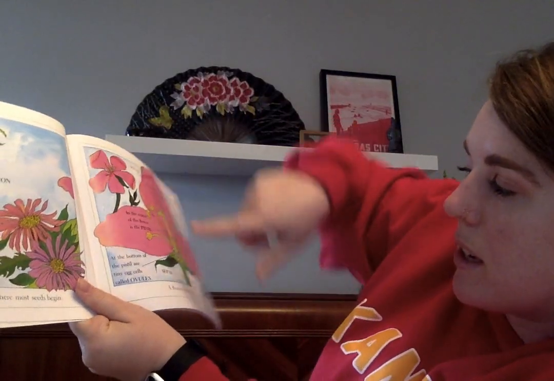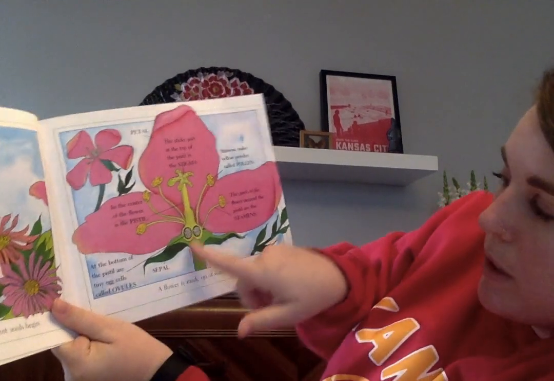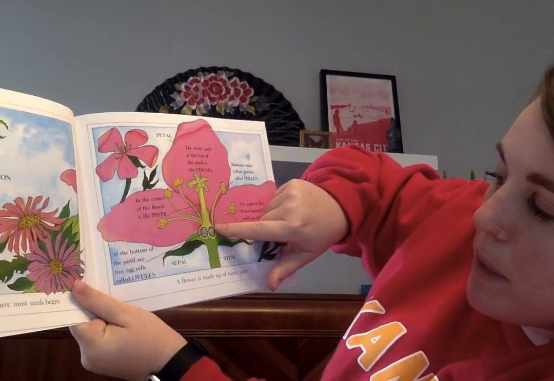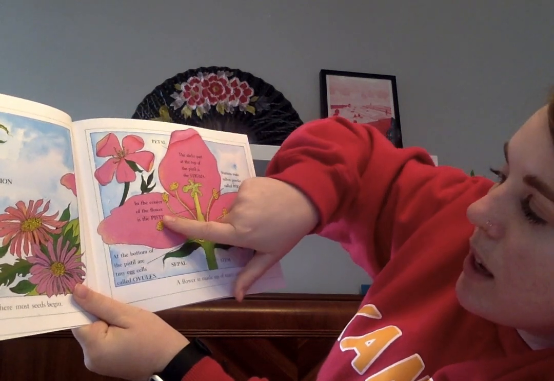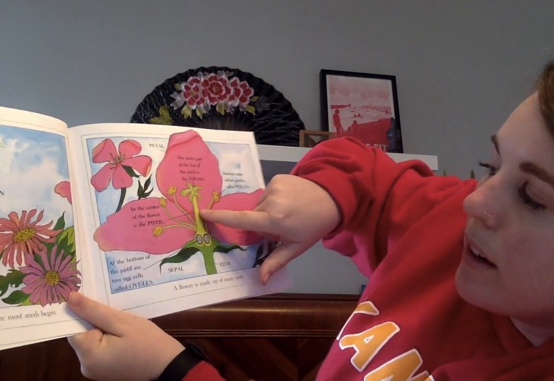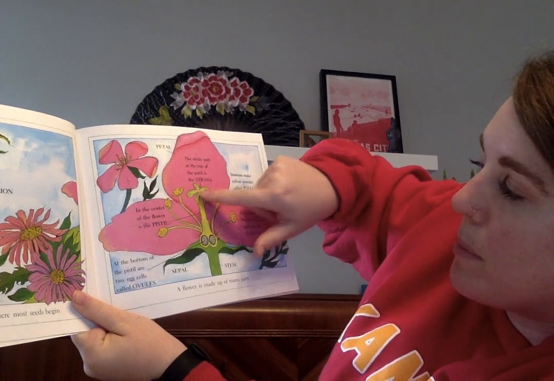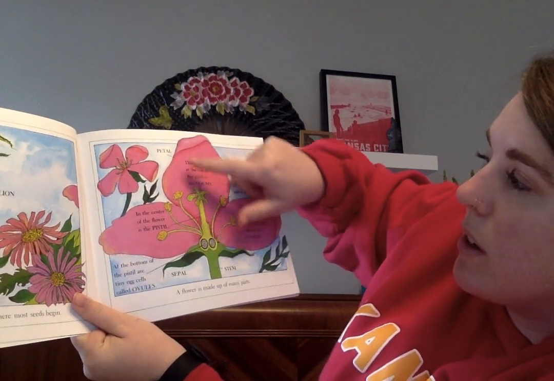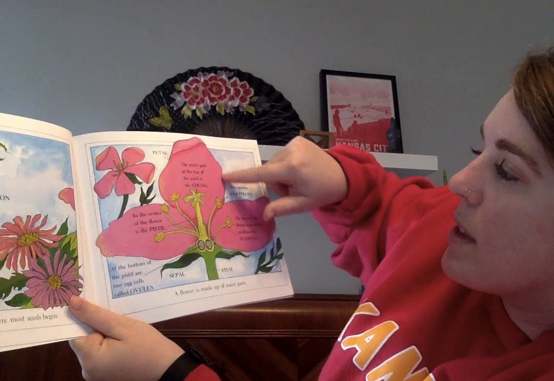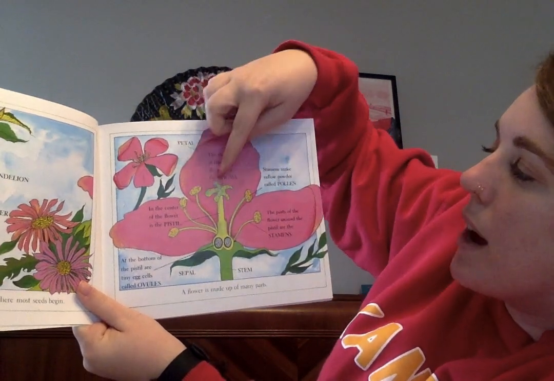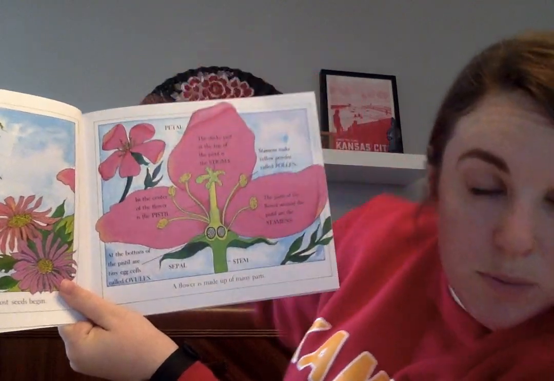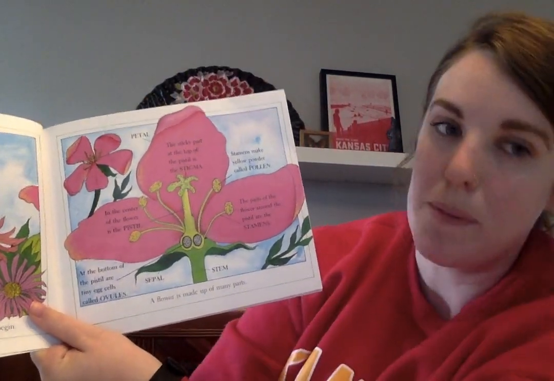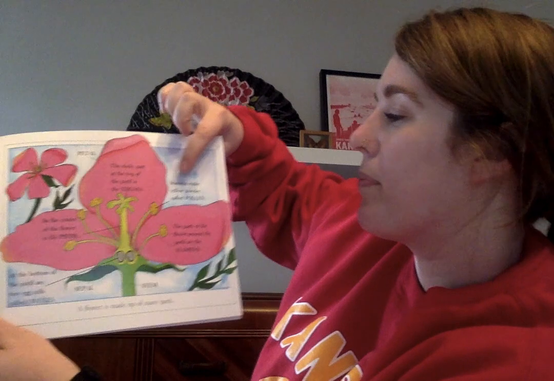Okay, I'll read these. So this one's pointing right here. It says, at the bottom of the pistil are tiny eggs called ovules. And then this right here, in the center of the flower is the pistil. So here's the pistil. Here's the petal. The sticky part at the top of the pistil is the stigma. These are all such big words, and I'm not expecting you to remember them, but they're nice to hear, right?